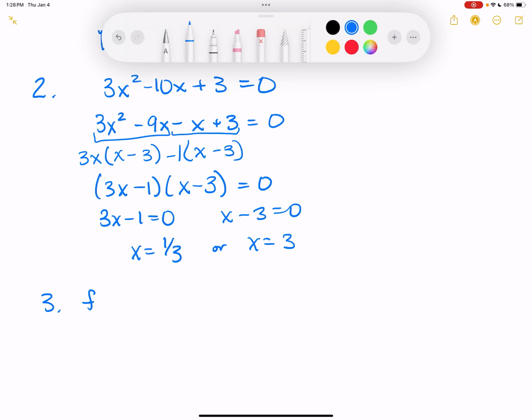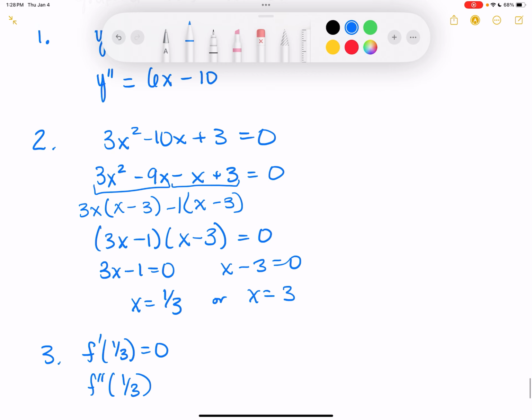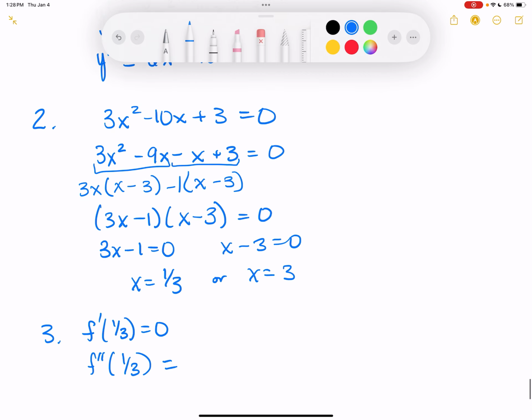Just for reference, f prime of 1/3 is equal to 0. And all I'm doing is reiterating what we just found in step 2, that the derivative evaluated at that point is equal to 0. Okay, so the second derivative at 1/3, I want to know basically the sign of it. So I'm going to plug in 1/3 to this. So 6 times 1/3 minus 10. And all I care about is if it's positive, negative, or 0. I don't care what the number is.